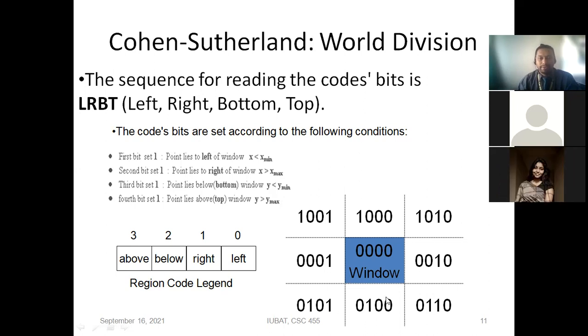The same way, if we consider this is the left of this one, so left is that zero position, so that should be 0 1 0 1. Similarly, in the same way we can get 1 0 1 0 and 0 1 1 0. So this is the way we have defined our world space into 9 regions.